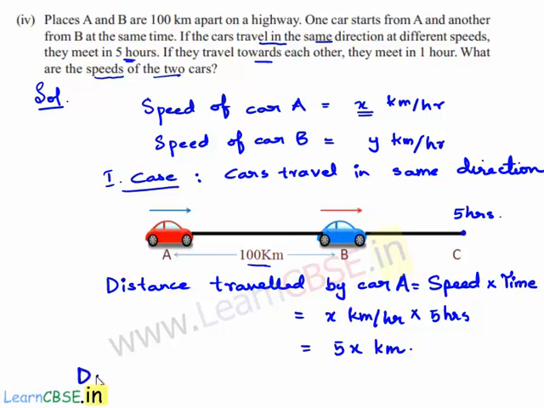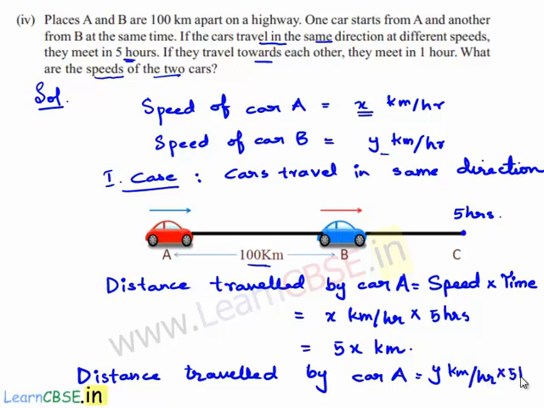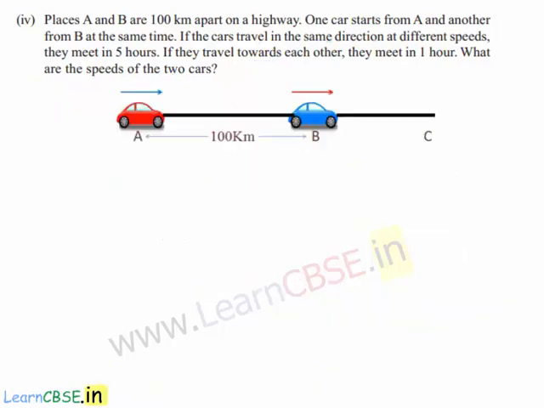And the distance traveled by car B is also speed multiplied by time. The speed of car B is y kilometers per hour and the time taken is 5 hours. So we get 5y kilometers. Now the distance traveled by car A is nothing but AC. We got AC as 5x kilometers, and the distance traveled by car B is nothing but BC. Therefore we can write BC is equal to 5y kilometers.